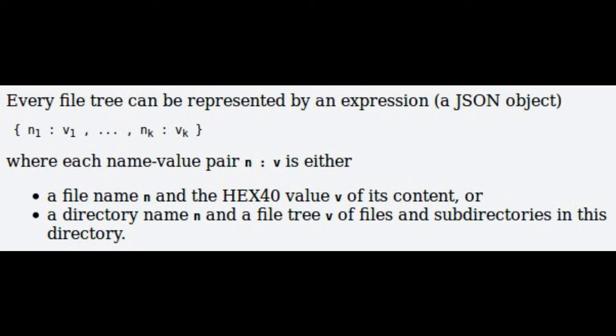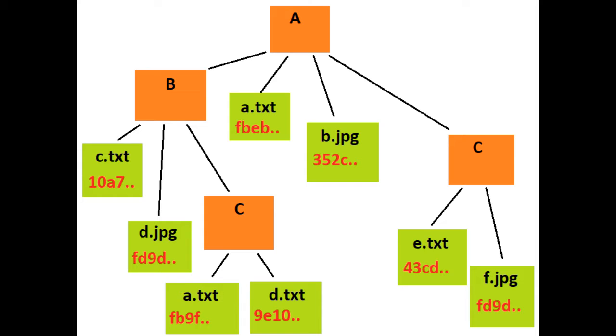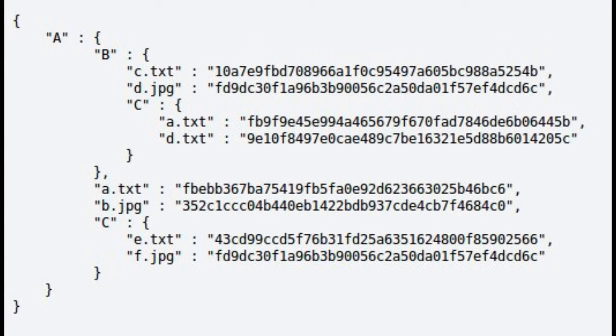The recursive definition for the conversion is this. That way, every file tree is represented by an expression, a JSON object. Accordingly, our example tree converted into a JSON object looks like this. We added some extra white space and indented the subvalues to make the structure more readable. The default representation is actually without this extra white space. Anyway, this JSON object, taken as a string or put into a file, is then a proper input for the SHA-1.